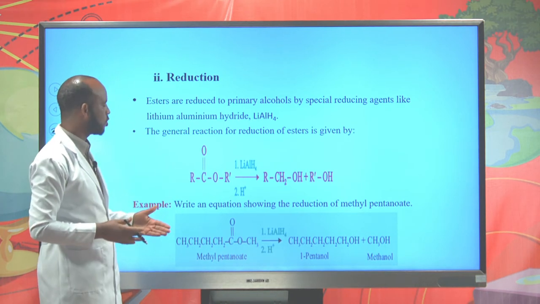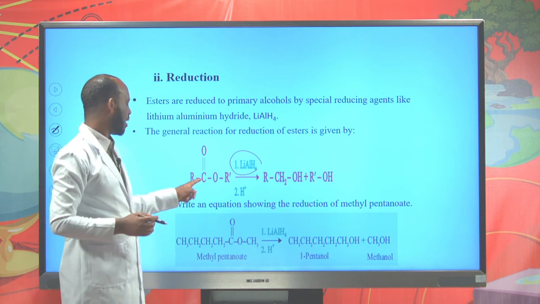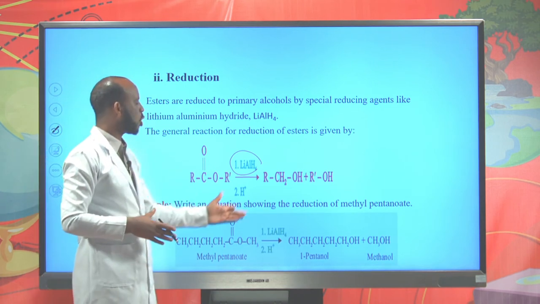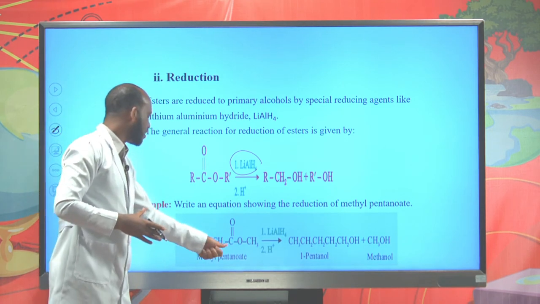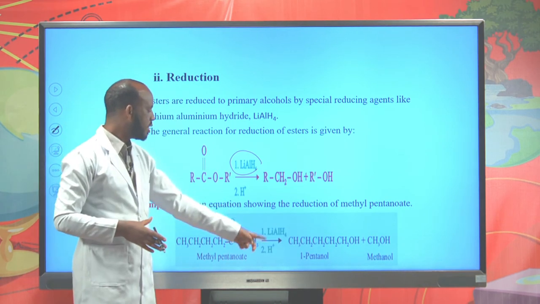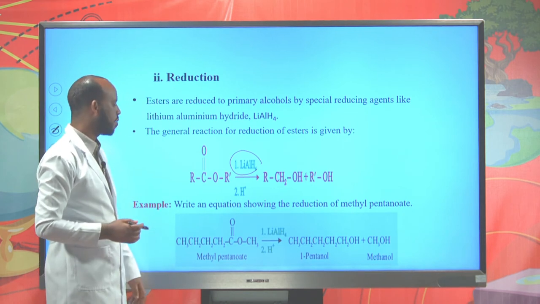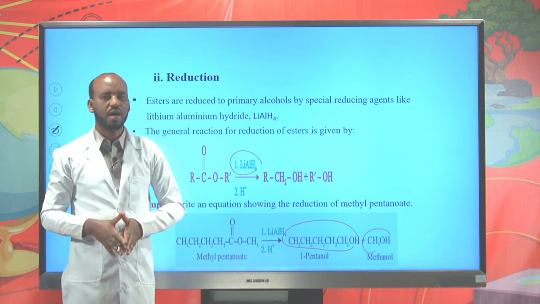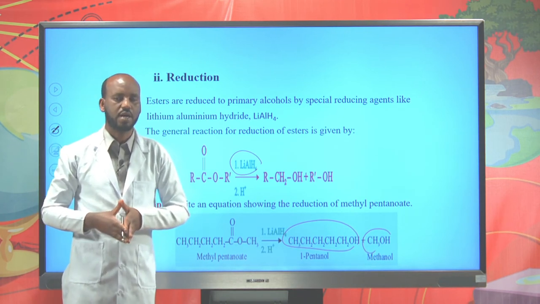RCOOR' in the presence of a special reducing agent, lithium aluminium hydride, gives RCH2OH and R'OH. For example, write an equation showing the reduction of methyl pentanoate. Methyl pentanoate is reduced in the presence of lithium aluminium hydride to form methanol and 1-pentanol. See, methanol and 1-pentanol. Therefore, esters are reduced by lithium aluminium hydride into two primary alcohols.